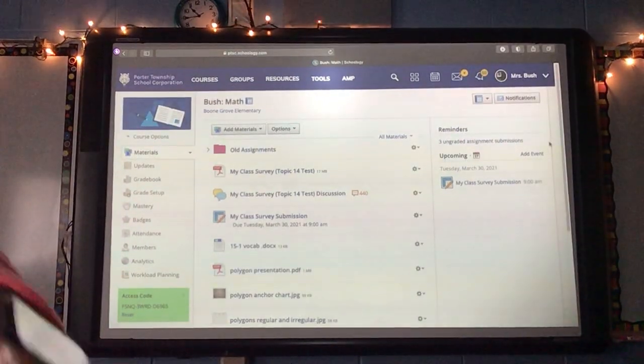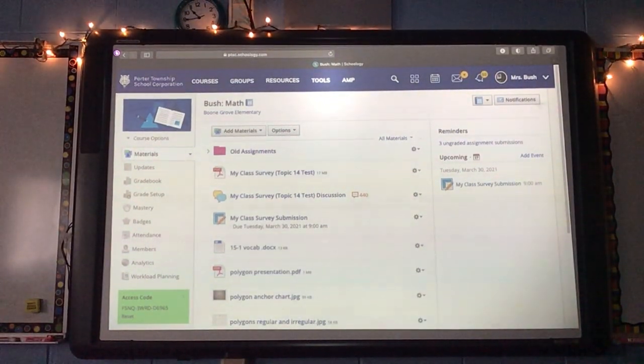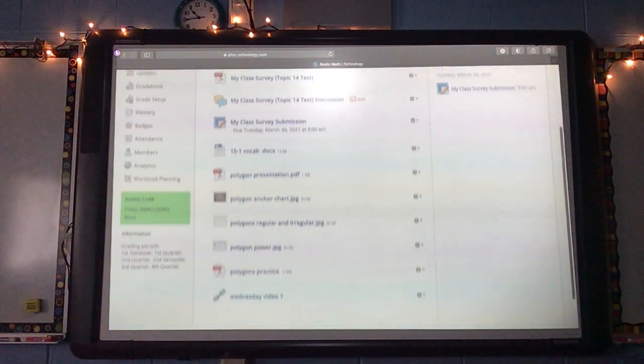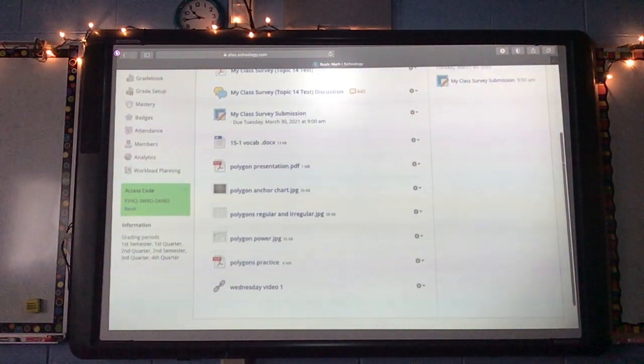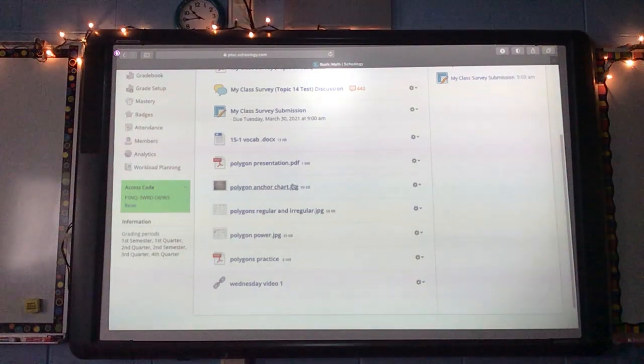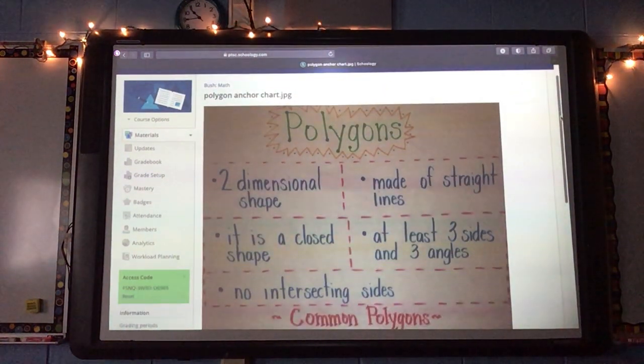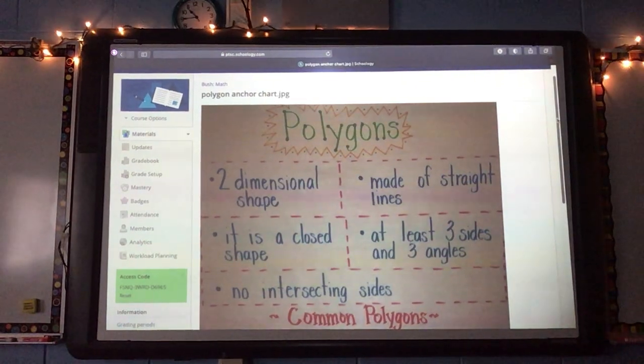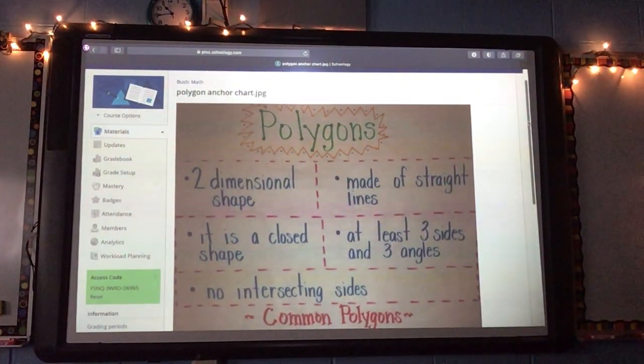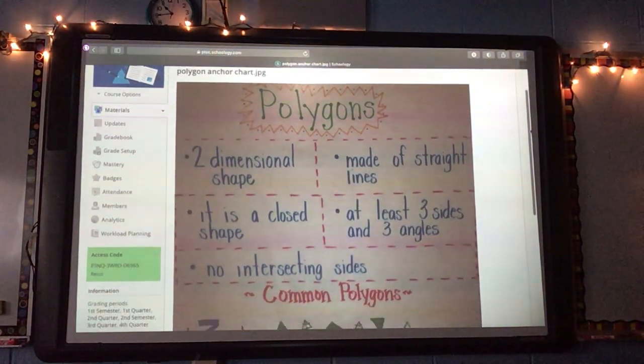All right, ladies and gentlemen, on Schoology under math, I have a couple other things I want to point out to you that are going to be helpful on polygons. I have here a polygon anchor chart that you should save because when we go over things together, sometimes when we go to do our homework, it's just easily forgettable. So these are good to save and then pull up when you are doing your homework or to review for a test.